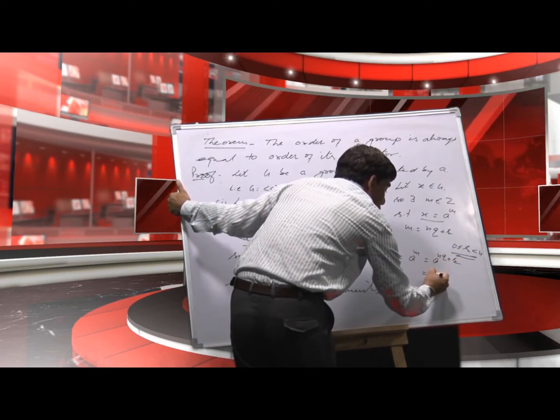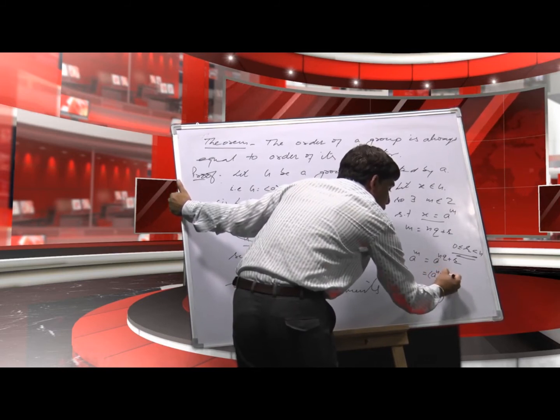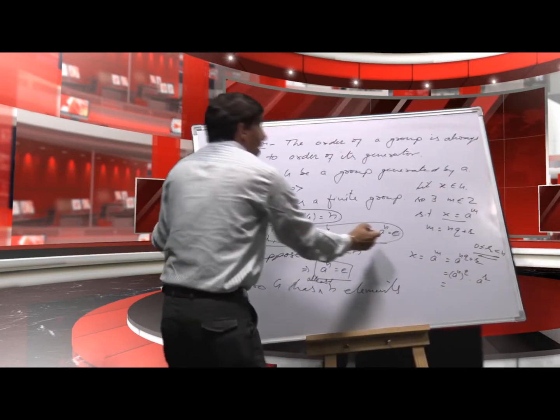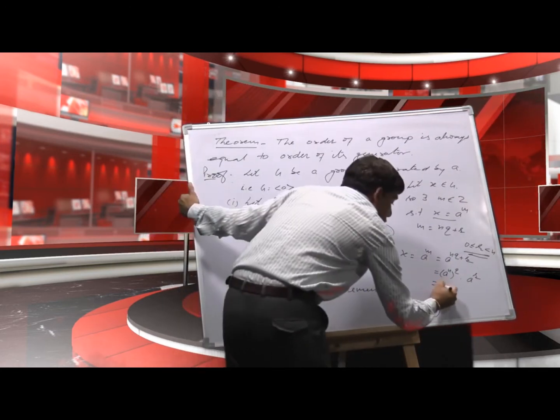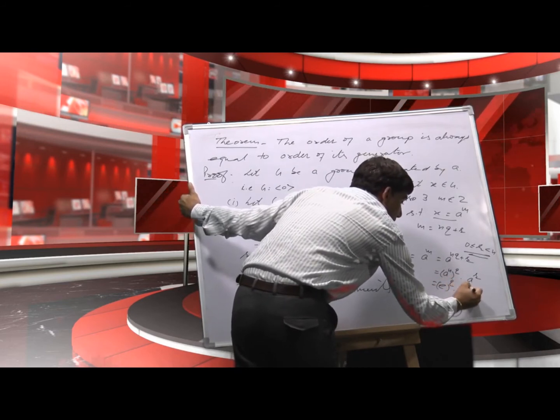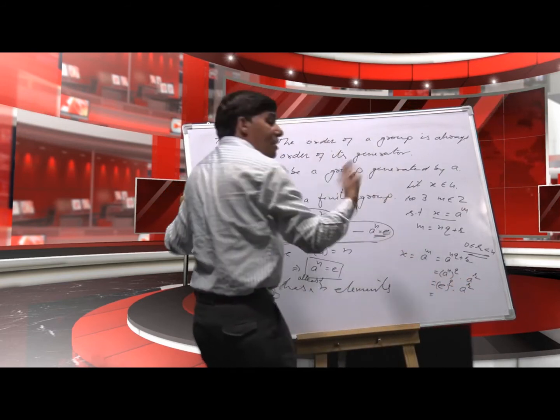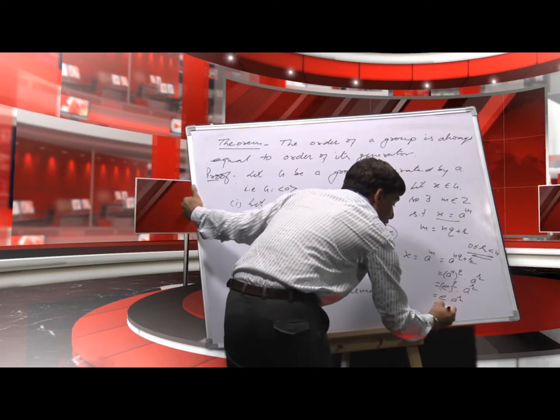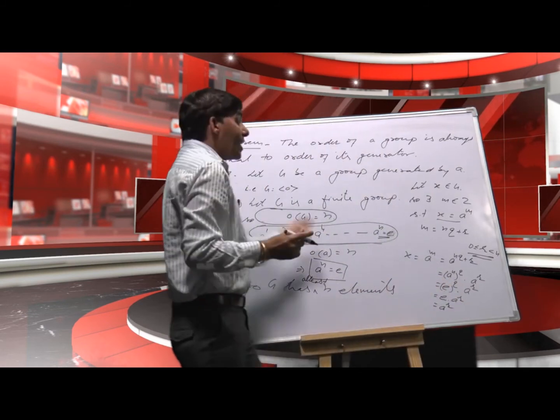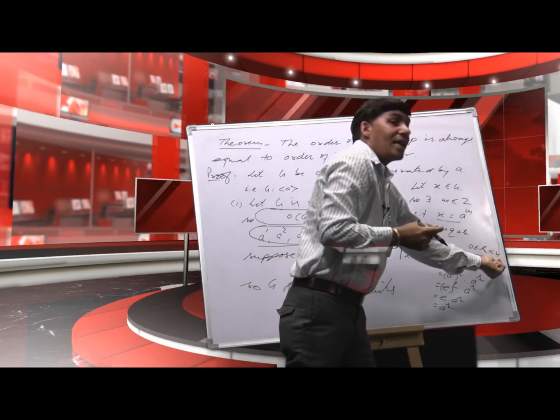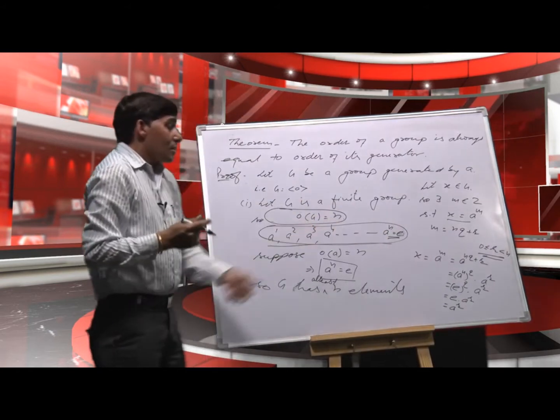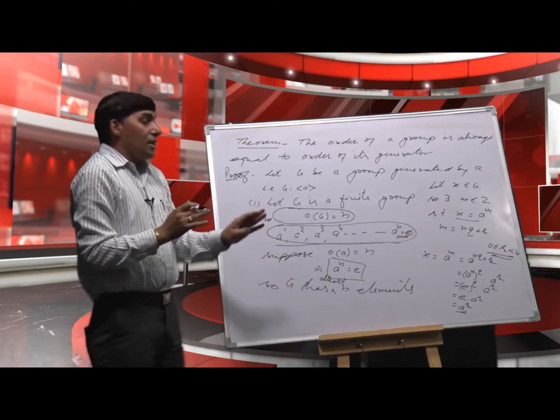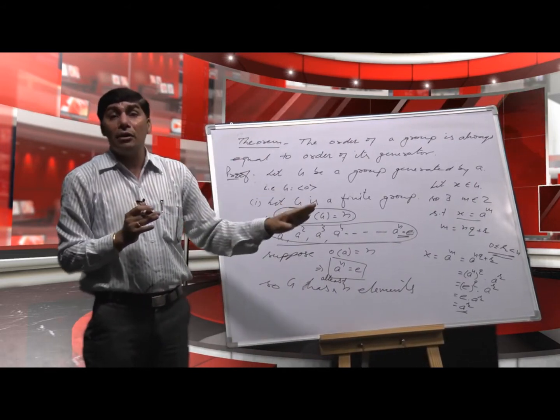We can write it as a raised to power n, raised to power q, into a raised to power r. a raised to power n is the identity. So e raised to power q into a raised to power r. e raised to power q is equal to e, the identity element, into a raised to power r, which is equal to a raised to power r, where r is greater than or equal to 0, less than n. That means r is an integer which is always less than n. So G has at most n elements.